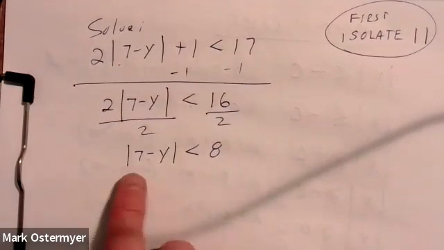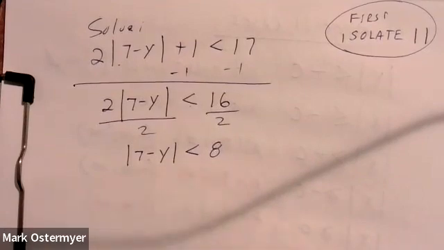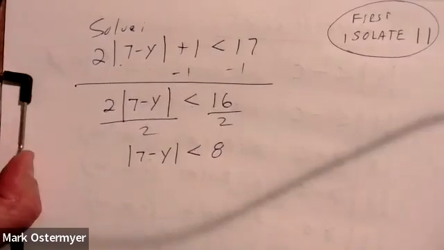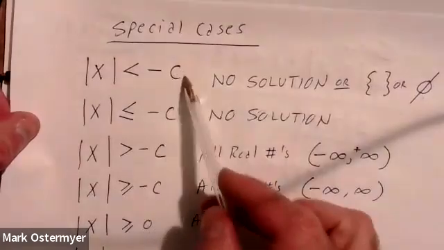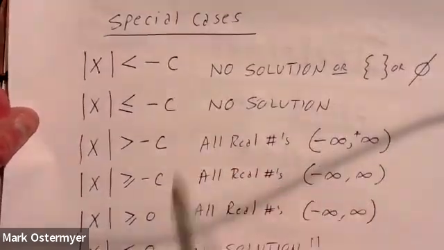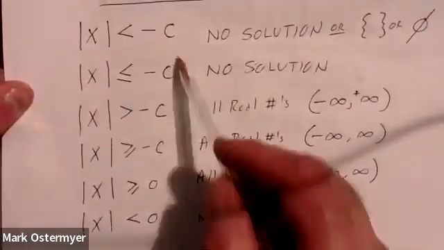All right, ladies and gentlemen, is this one of our special cases here? To say the positive absolute value is less than a positive number? No, we don't have that case. It's not a special case.